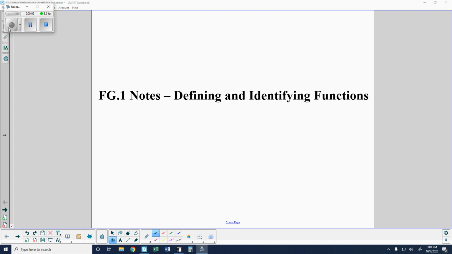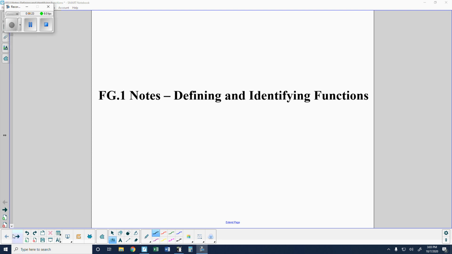Okay, guys, let's go ahead and get started on a new section of notes. Today we are going to be starting Unit 2. Unit 2 is basically the foundation, the cornerstone of Algebra 2, which is getting into functions and graphs of functions. So in Target FG.1, the FG.1 notes that we are starting today is defining and identifying functions.